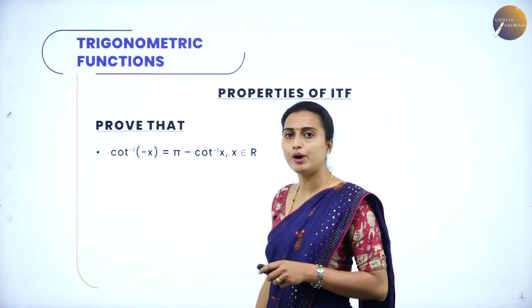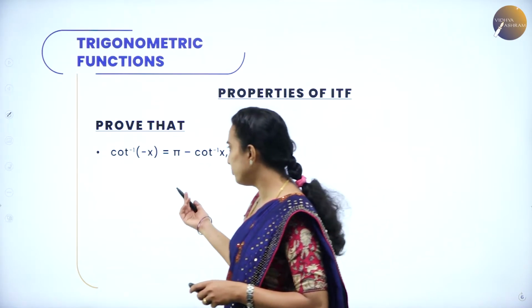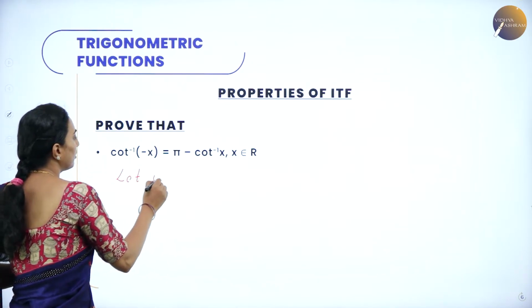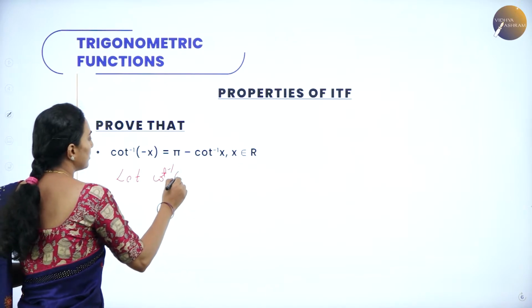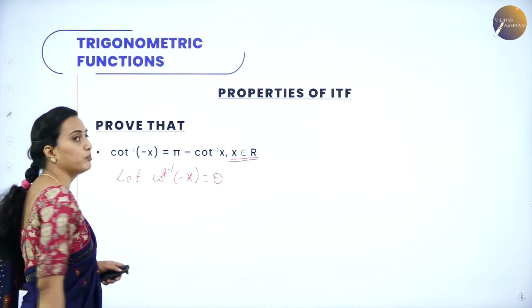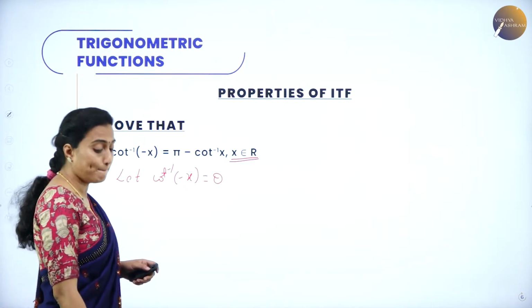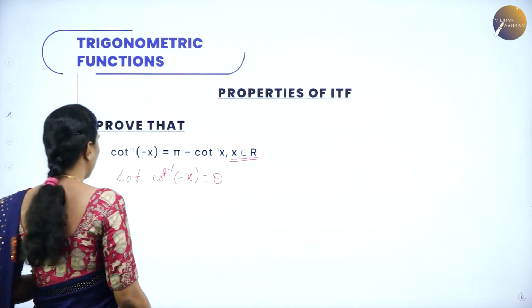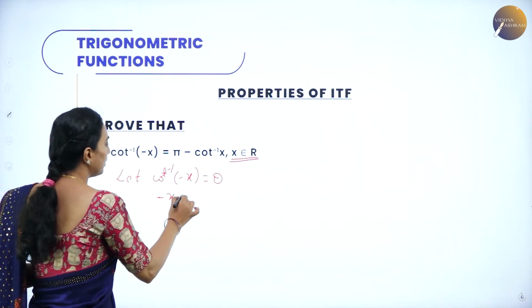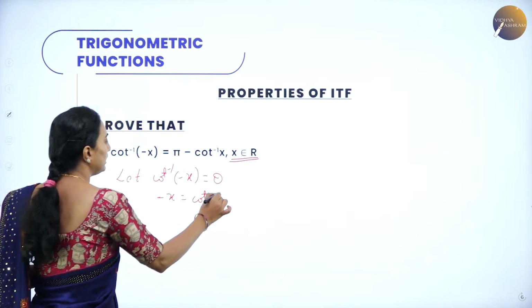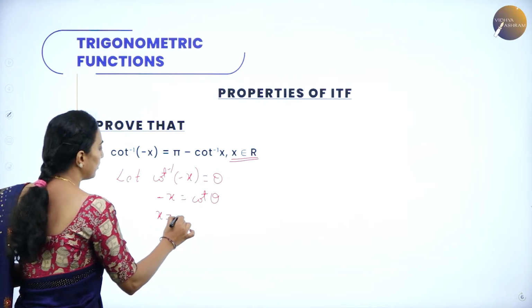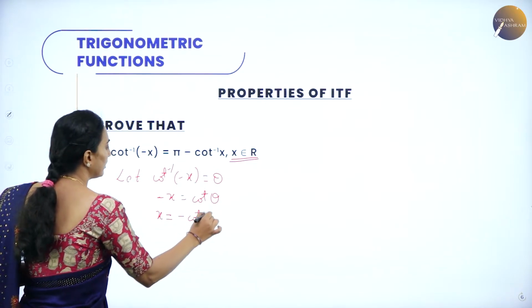Same proof you are going to have. What are you going to take it as? Let cot inverse minus x is equal to theta. This you have to remember, dear student. X belongs to R. They may ask you for the property proof. So here you can have let cot inverse minus x is equal to theta, or minus x is equal to cot theta. Okay. Otherwise, you can take it as x is equal to, what is that? Minus cot theta. Isn't it?